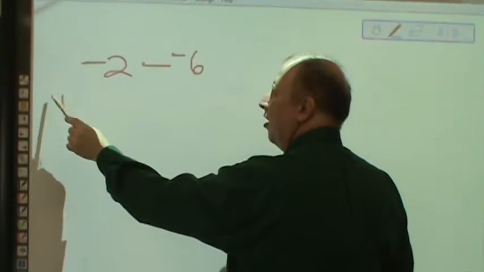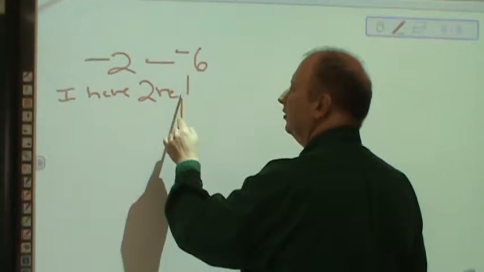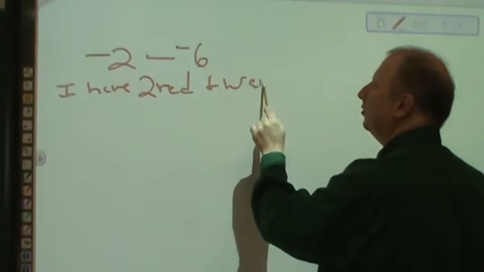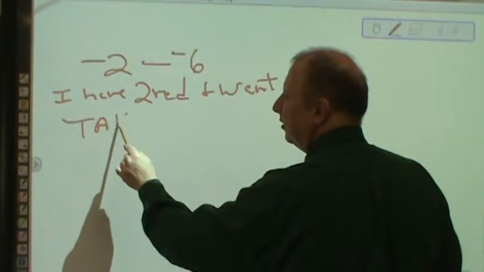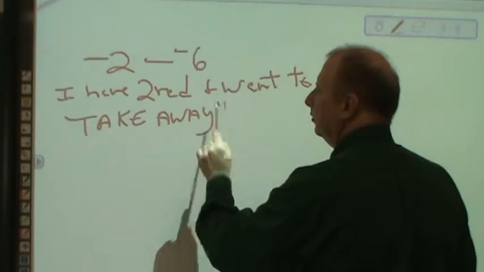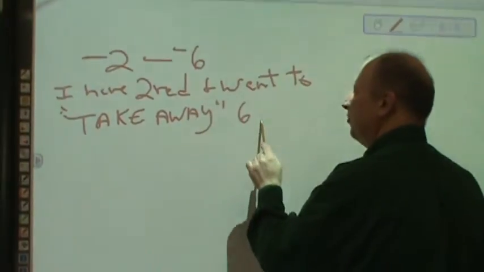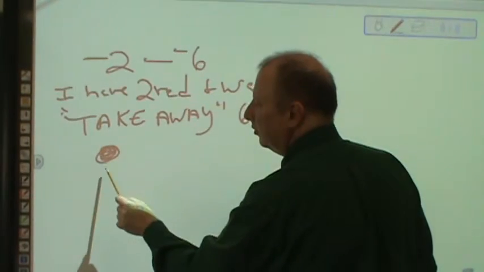This means I have 2 red and want to take away 6 red. Let's see if I could do that. 1 red, 2 red.